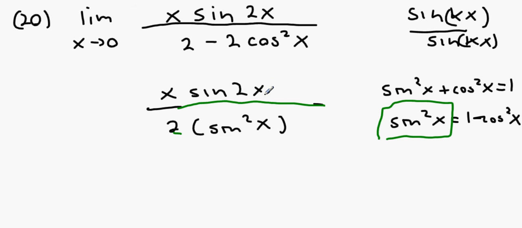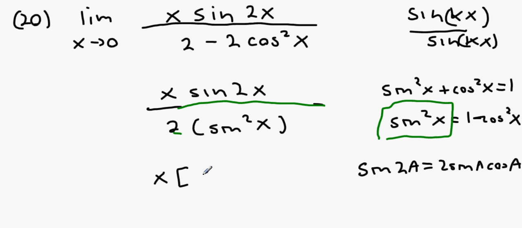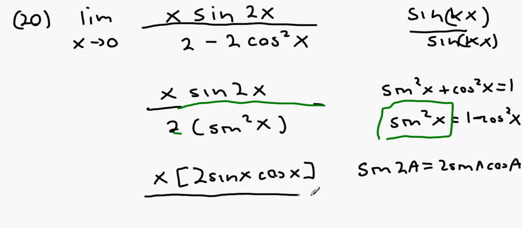Now if you look into your tables as well, on page 14 of your tables, you're going to see the following formula: sine 2a equals 2 sine a cos a, which in turn means that sine 2x here is going to be equal to 2 sine x cos x, and now this is going to be divided by 2 sine squared x. Now examine this really closely.